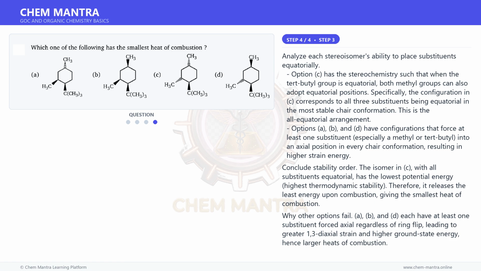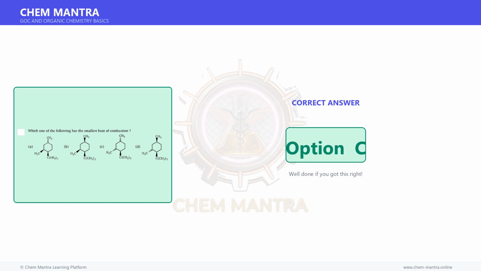Why other options fail? A, B, and D each have at least one substituent forced axial regardless of ring flip, leading to greater 1,3 diaxial strain and higher ground state energy, hence larger heats of combustion. Therefore, the correct answer is option C.